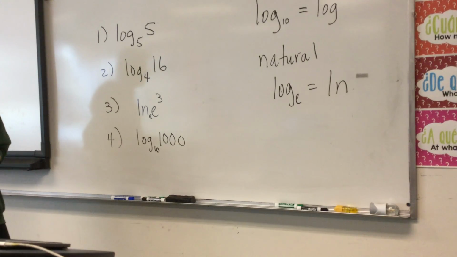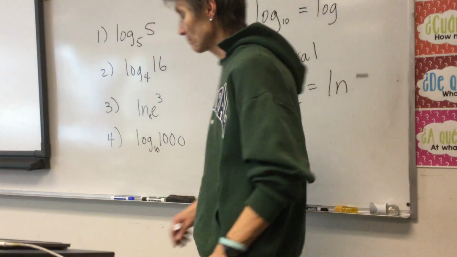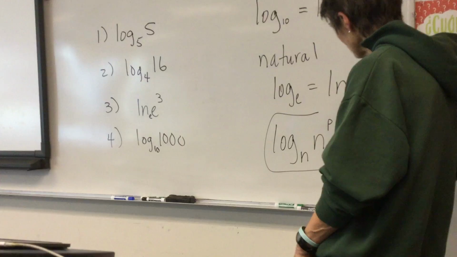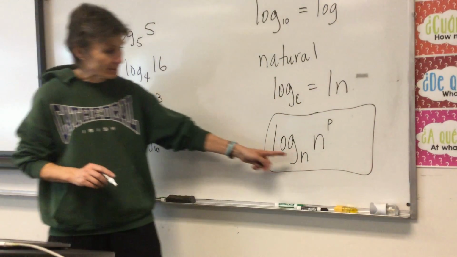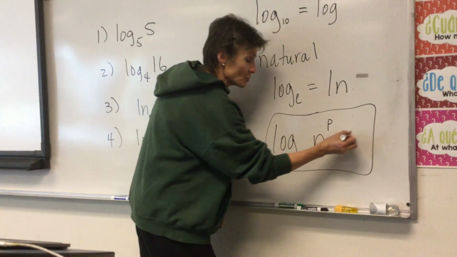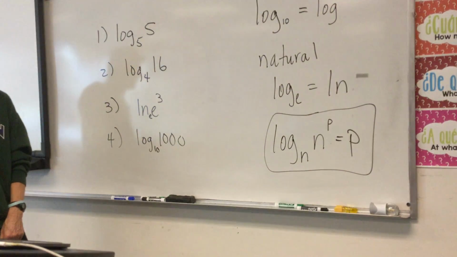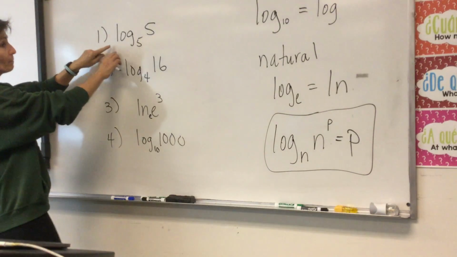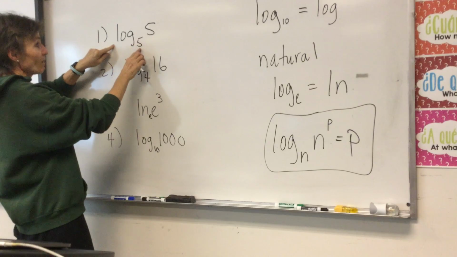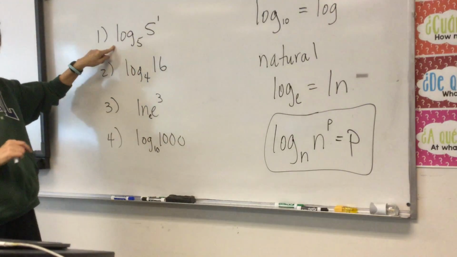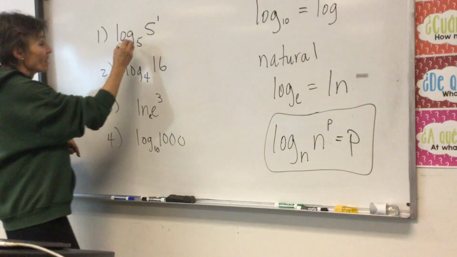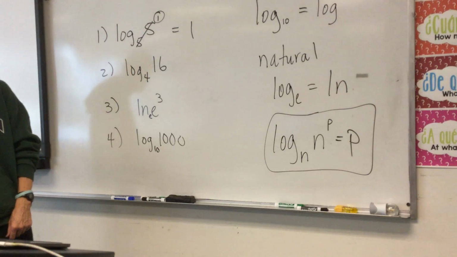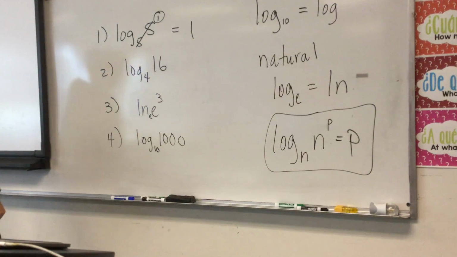Now, one of the wonderful properties of logarithms is that if you have the log base n of n to a power, so an expression that is the log base n of that same number to a power, the answer will always be the power. You do not have to do any work. That is a property. So when I look at problem number 1, it says the log base 5 of 5 to the first. There's an understood 1 on that. My property tells me that when these two numbers match, the answer is the exponent. So the answer to problem 1 is 1.